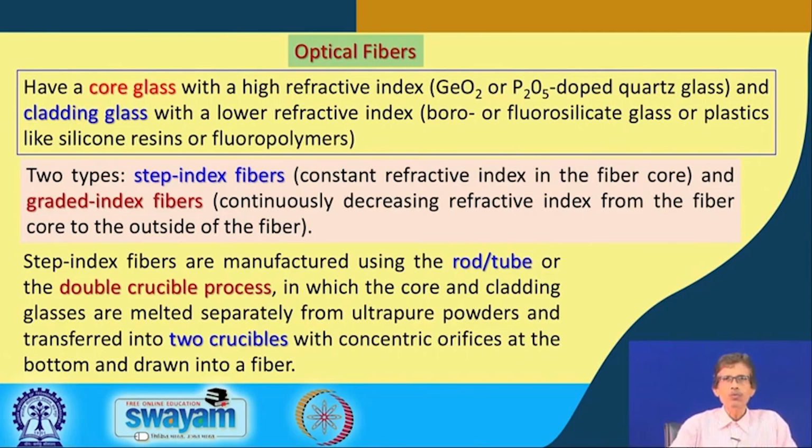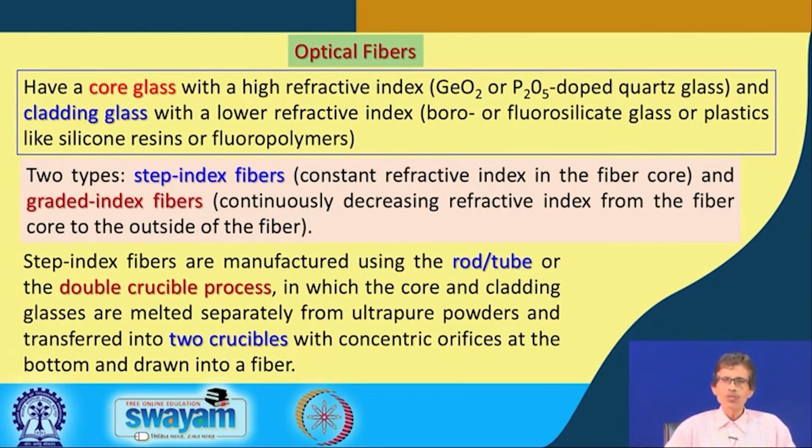So, step index fibers, what we use or what we make, are manufactured by which way? So, step index fibers are manufactured by using the rod and tube or the double crucible process. So, the process of making this particular step index fiber is by rod tube or the double crucible process, in which particular process the core and the cladding glasses, because we have seen that we can have two types of glasses, one is the core glass, another is the cladding glass, one is as the core and another is covering it, are in the molten state, and they are in the molten state separately from ultra pure powder, because impurity will be a detrimental thing for all making up all these things.